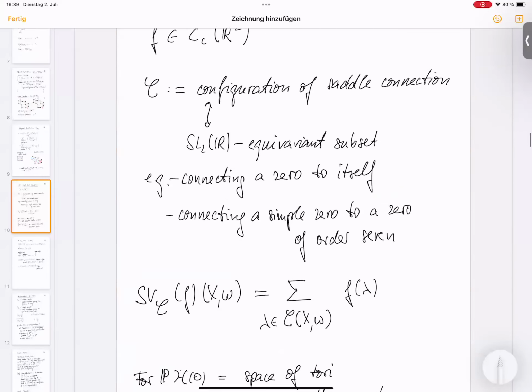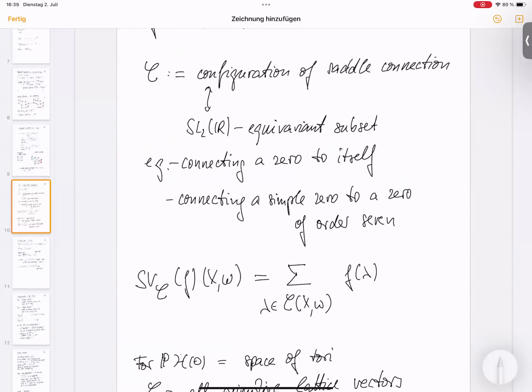And as in general strata, there's a huge variety of these things. You can, for example, think of the saddle connections connecting a simple zero of order 1 to a zero of order 7, if such a thing exists in the stratum. It is not easy to say exactly what all the configurations of saddle connections are, and that's a major geometric problem, and that's very much related to L2 decompositions of strata.